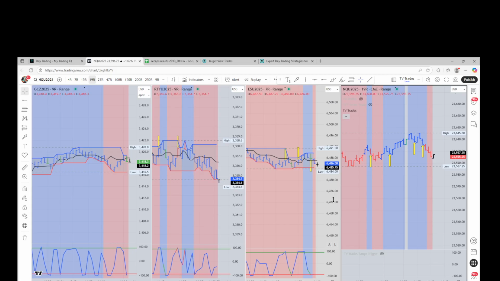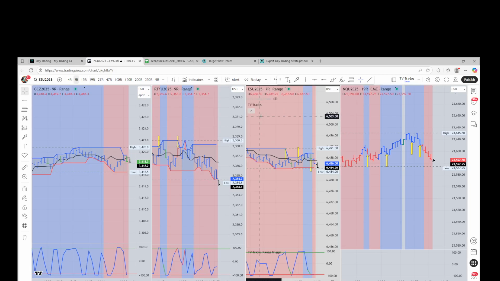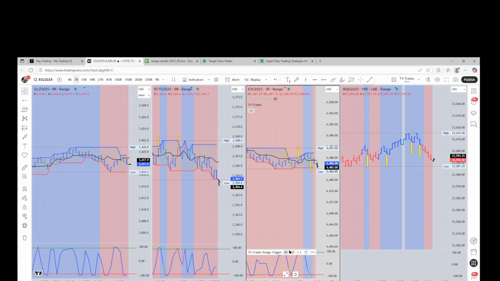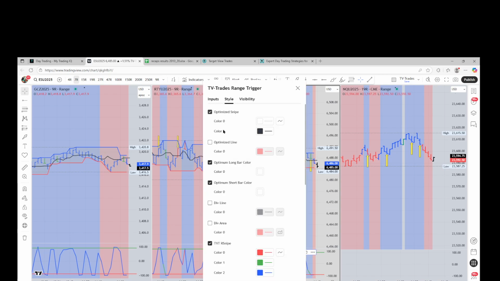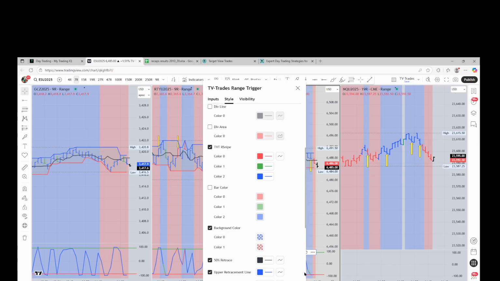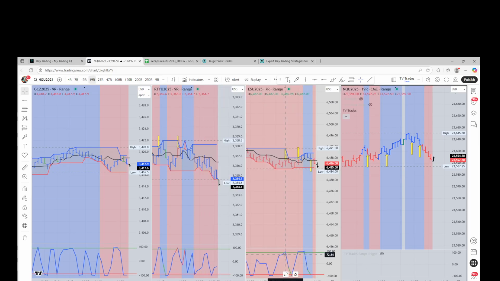Anybody follow me on all that? Jill, what is the green bar on the ES? Yeah, the bar color, let's go in here. Let's just shut this off, Jill, okay? Inside the TV Trades range trigger, if you're using the bar colors up here on price, go in here to style like that and shut off the bar color. Right? It's within the TV Trades range trigger.